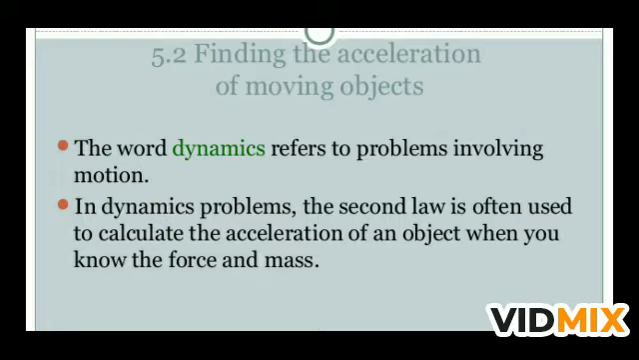In dynamics problems, the second law is often used to calculate the acceleration of an object, and when you know the force and mass, you can calculate the acceleration. It means a = F/M. These are all very important points. You have to note them down in your copy also, think over it, revise it, and find more concepts from your NCERT also, and this will help you to solve the numerical problems.